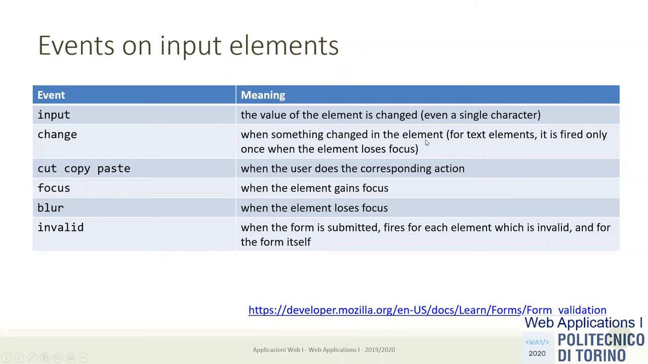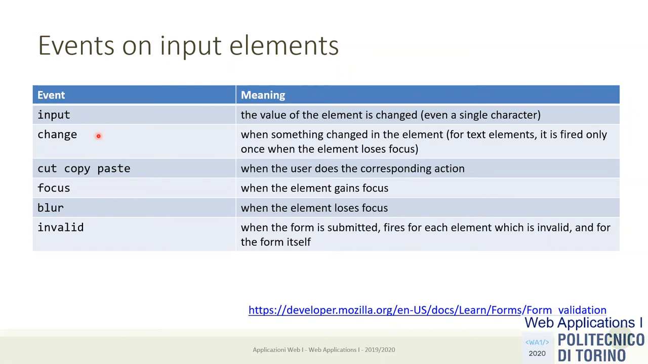Usually, for example, in your text element, if you are writing ABC, then you are firing an input event at A, one at AB, and one at ABC. But a change event fires only when you go out of the form. So while you're still inside the text area or the text input, change doesn't fire. When you move from that input to a different part of the page, and the current value of the text input is different from before, then a change event is fired. So it depends on whether you are checking every letter or just the global value.